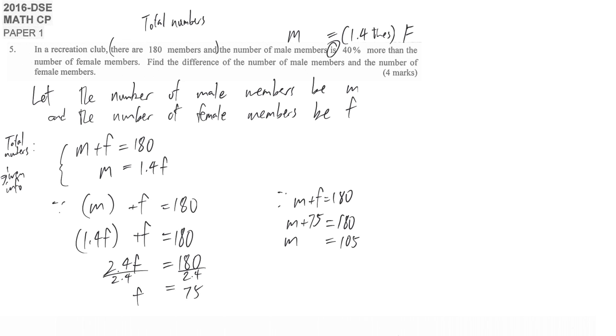We know pretty well about the situation now, but don't forget to answer directly to the question. They ask you about the difference in the number of male and female members. So you have to find out that difference, which is equal to 105 minus 75. So the difference is 30 members.